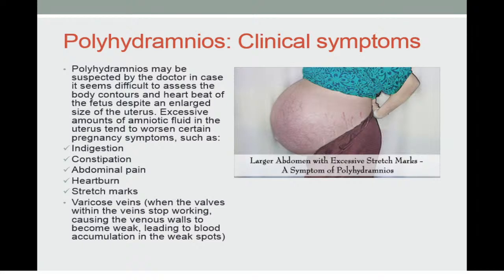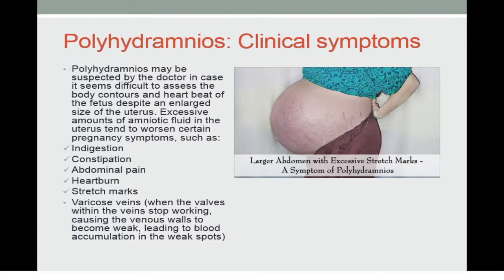Here is presented a patient with polyhydramnios: an excessively large abdomen, which looks overextended, with excessive stretch marks, and sometimes you may find varicosis of the veins on the abdominal wall. Besides, polyhydramnios may be suspected by the doctor if it seems difficult to assess the body contents and heartbeat of the fetus despite an enlarged size of the uterus. The patient has no obesity, the patient feels movement, but auscultation fails.